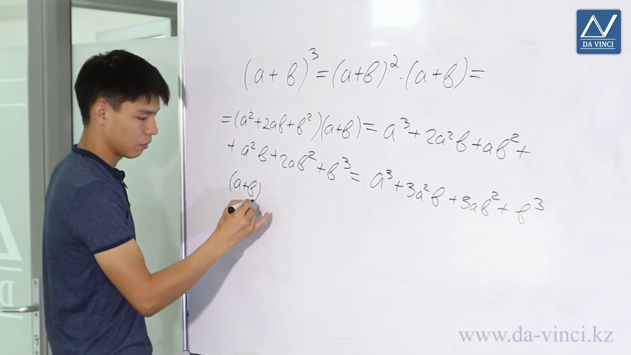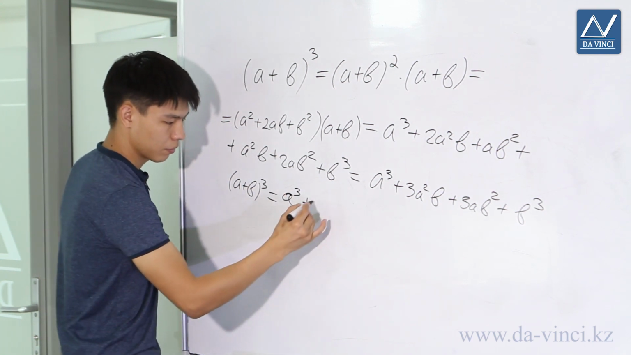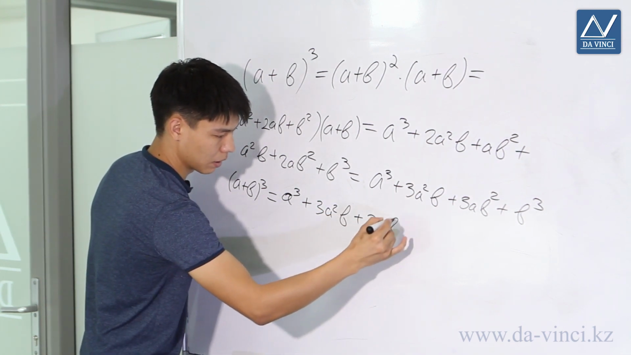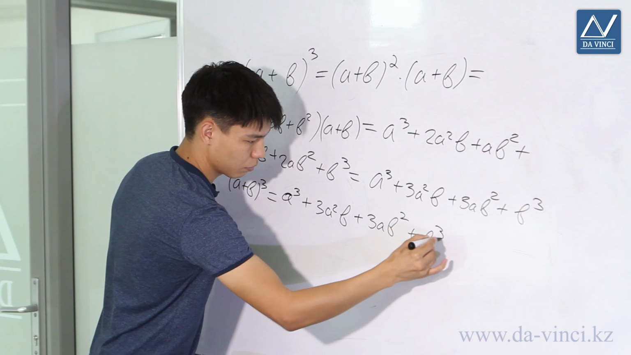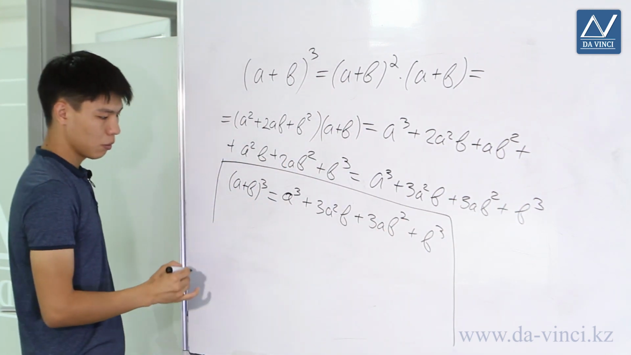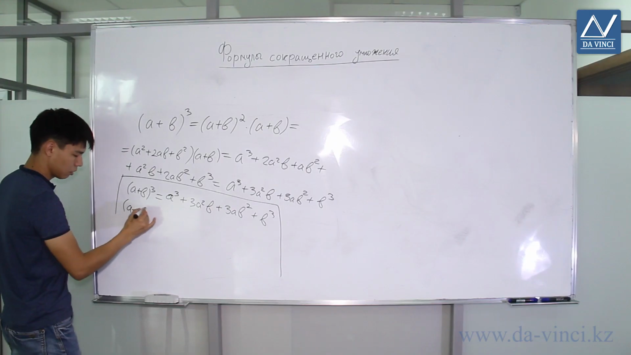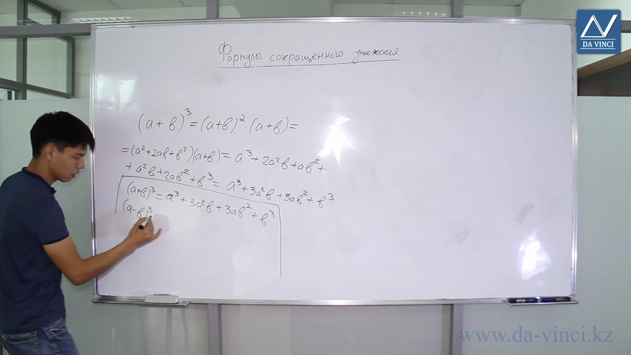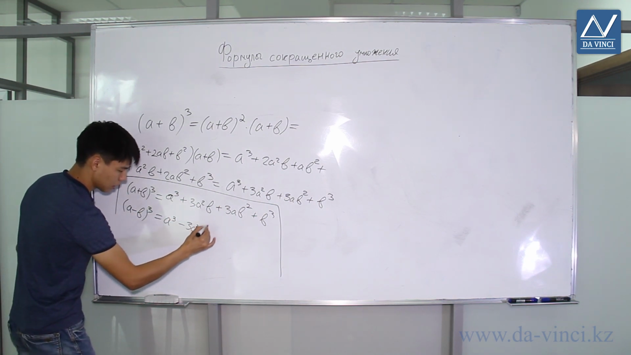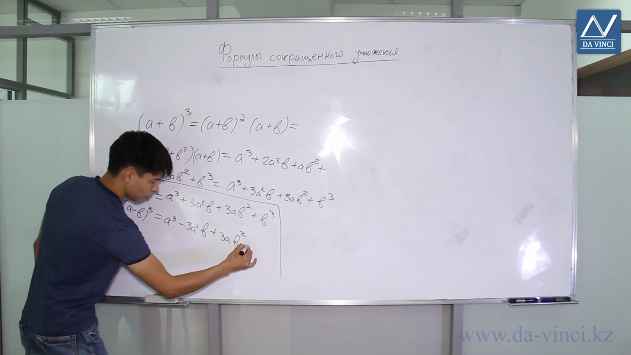(a plus b) cubed is equal to a cubed plus 3a squared b plus 3ab squared plus b cubed. We can get the same formula by the same method for the difference, that is, the expression (a minus b) cubed will be equal to a cubed minus 3a squared b plus 3ab squared minus b cubed.